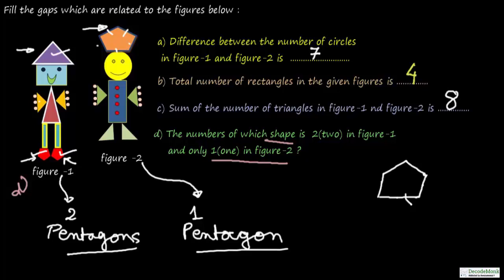So we can clearly say that the name of the shape occurring twice in figure 1 and once in figure 2 is pentagon. So the answer to question D is pentagon.